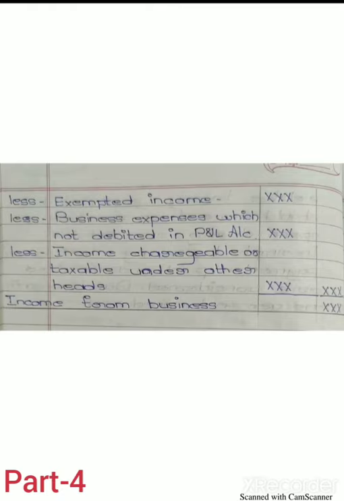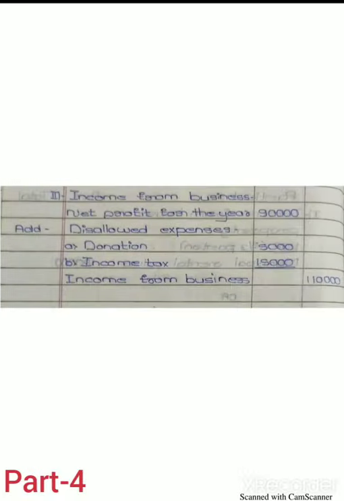So just as we add some items, we also have to less some items. Like exempted income, we have to deduct. Business expenses which are not debited in the P&L account, we have to deduct. Income chargeable or taxable under other heads is also deductible. So this is the format of computing income from business.